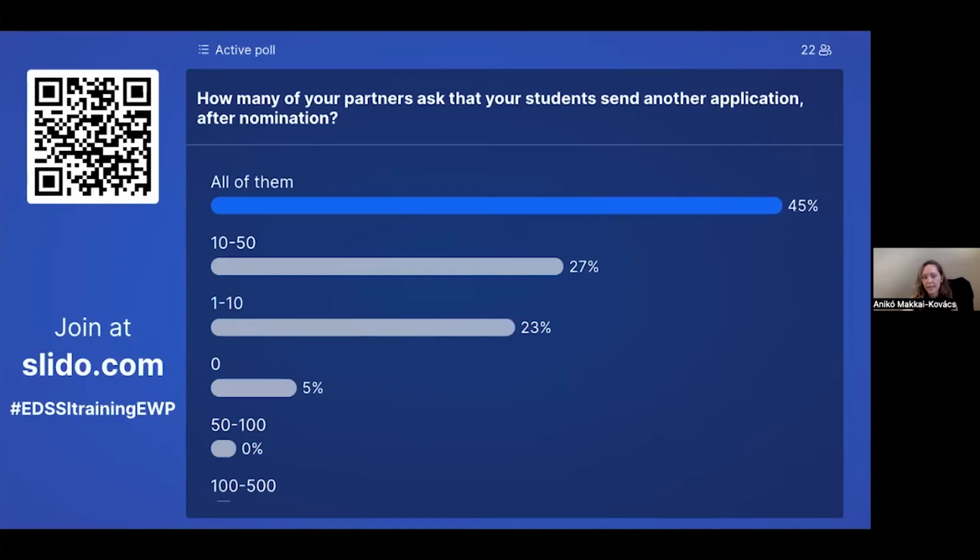I see that most of the participants say that all of them are asking for this, an extra nomination. What I would like to invite you to do after the training is to critically evaluate the importance of this, whether it is necessary or whether it could be done with a properly filled interinstitutional agreement where you indicate clearly the requirements of what type of students you would like to see at your institution.